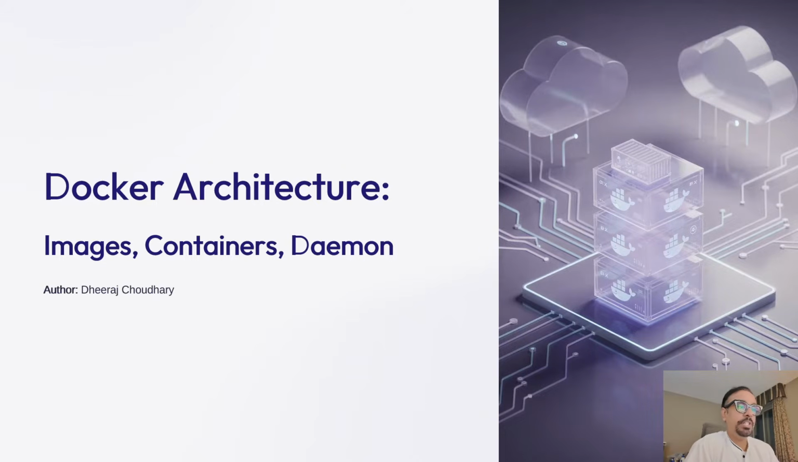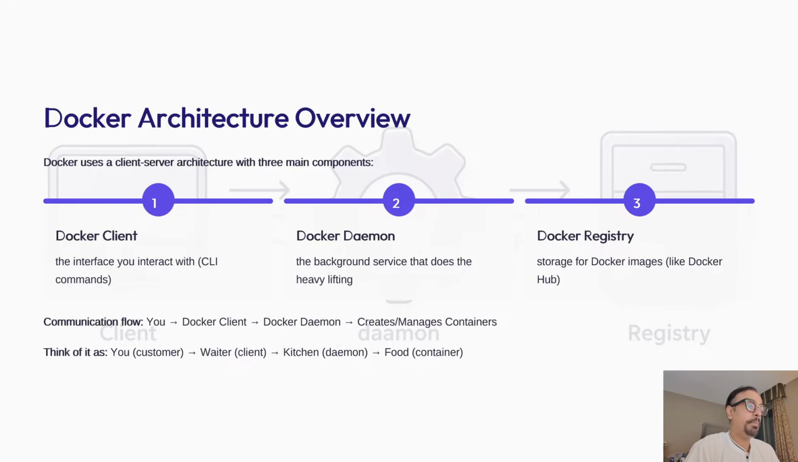In our previous video, we installed Docker and ran our first command, docker run hello world. But what actually happened behind the scenes? Today we are going to take a peek under the hood and understand Docker's architecture. We will explore the three core components: Docker images, containers, and the Docker daemon. Understanding these fundamentals is crucial because everything you do with Docker involves these three components. By the end of this video, you will have a clear mental model of how Docker works. So let's start with the big picture.